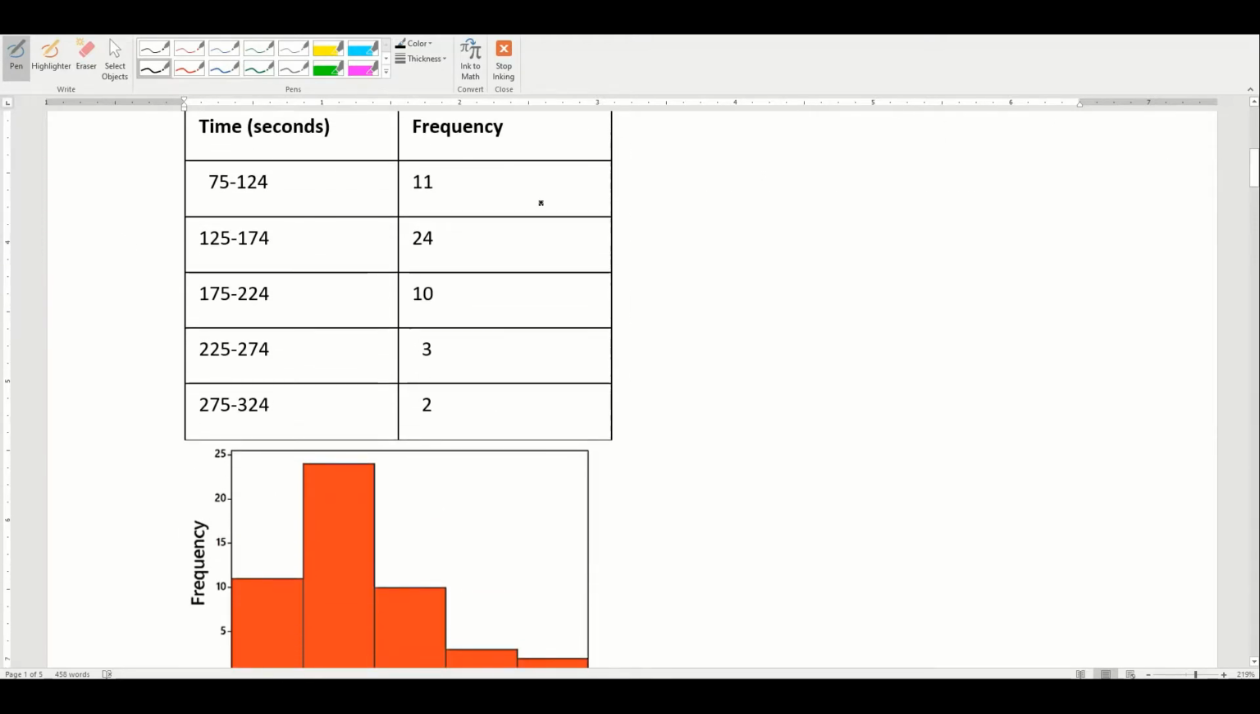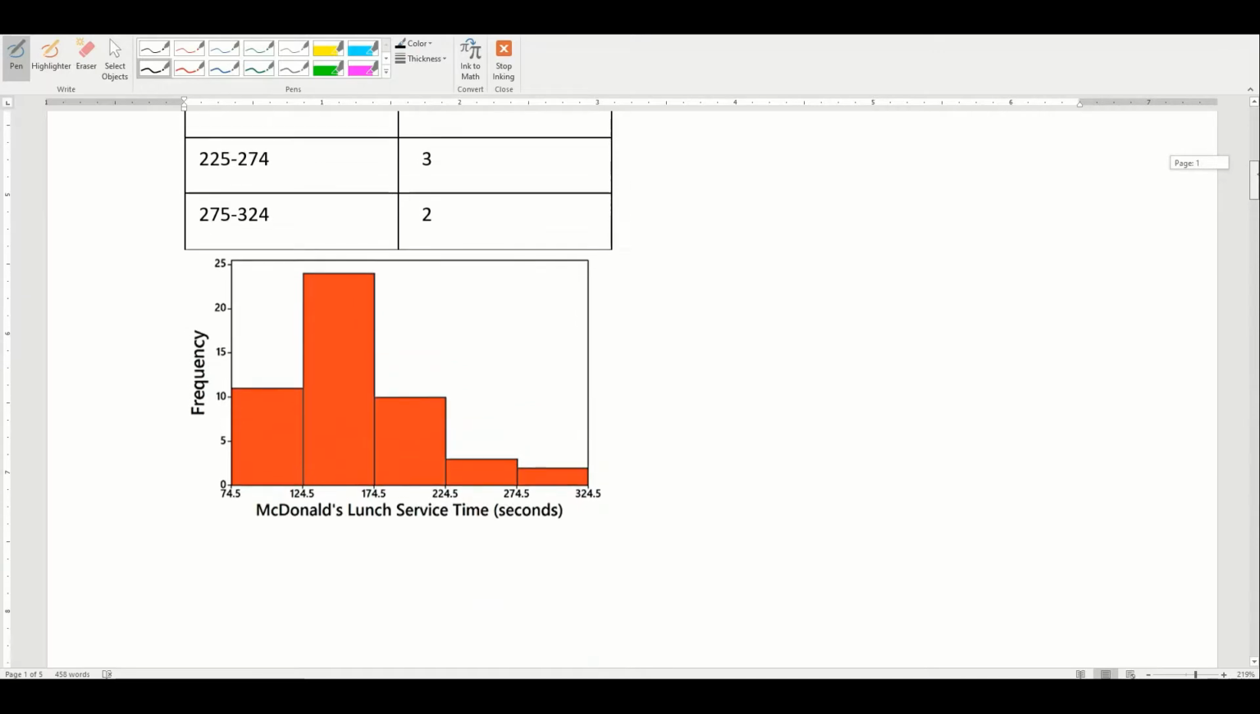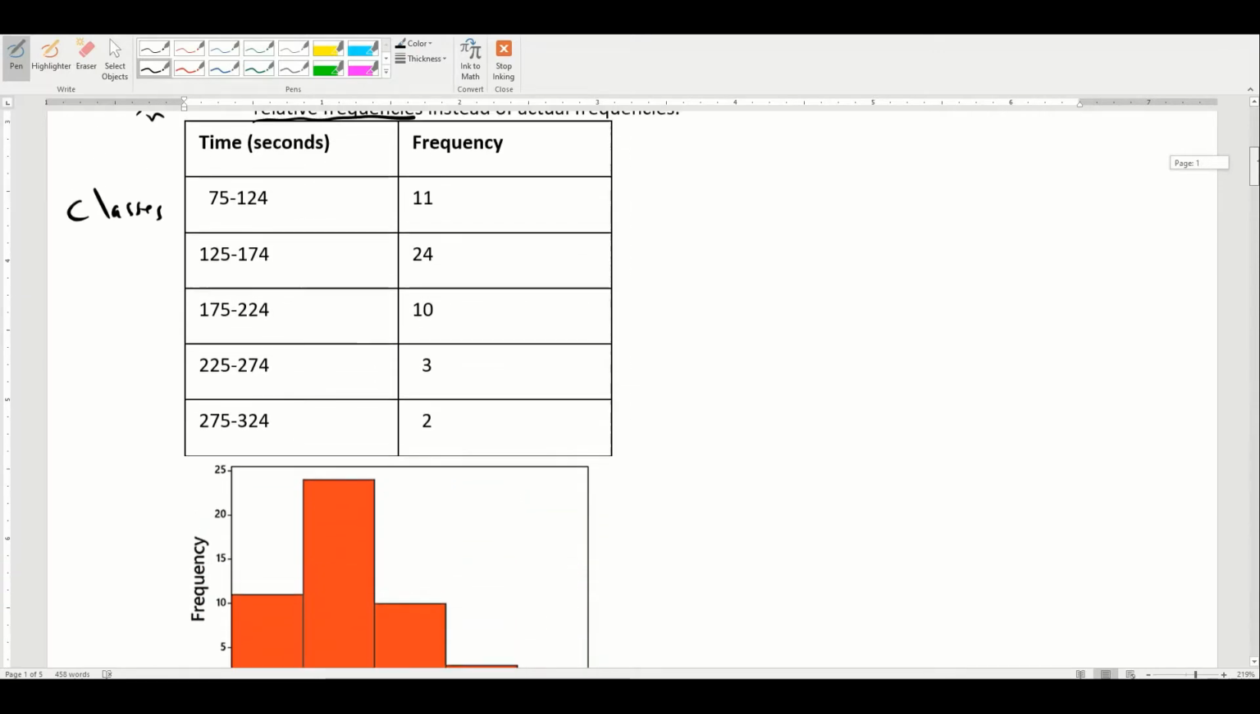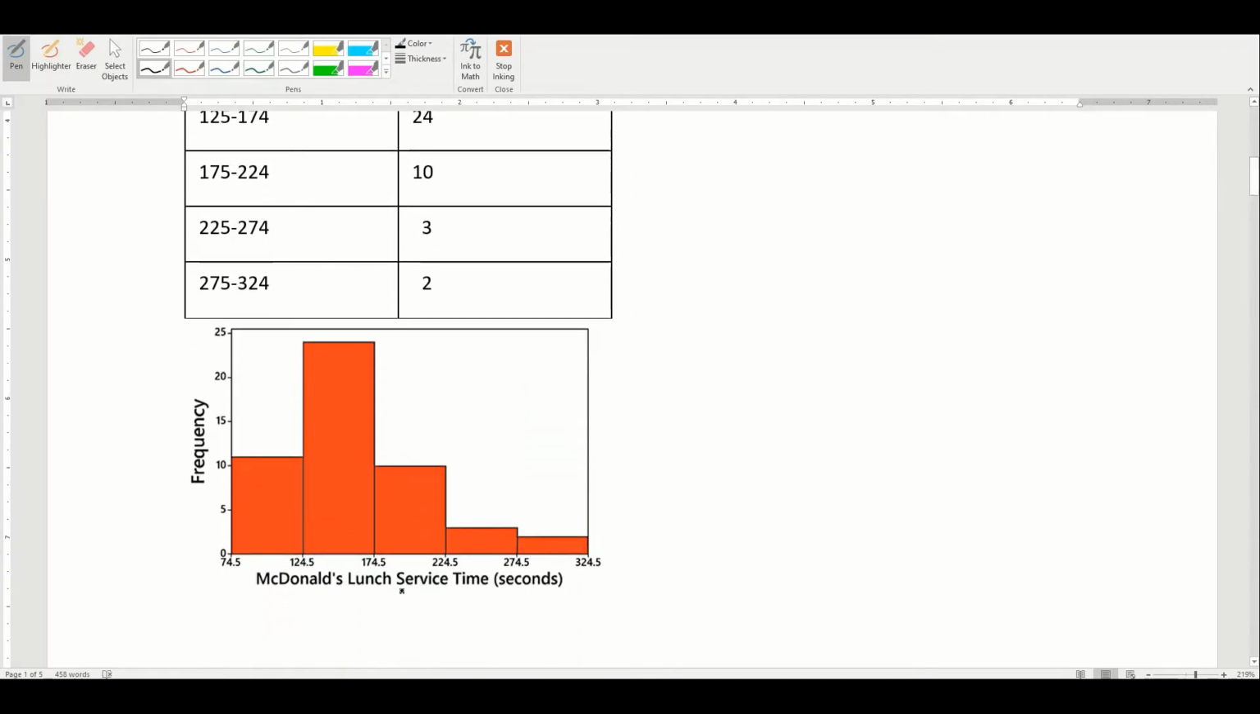Here you have your classes, and here you have your frequencies. The frequencies are almost always on the vertical axis, the y-axis if you think algebra. And then the classes are always on the horizontal axis.